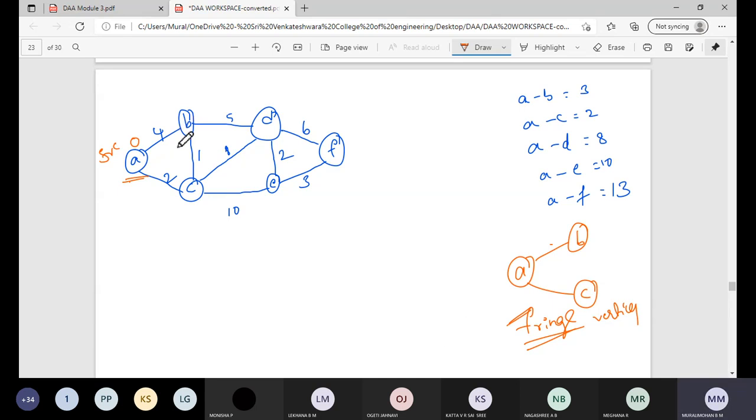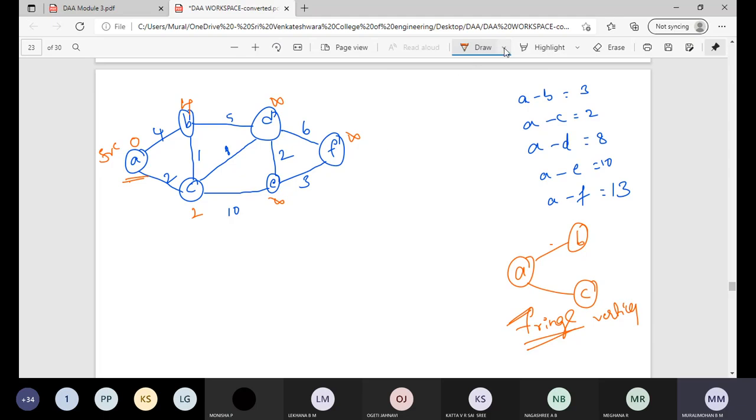Now you update the distance, or the cost, for all other remaining vertices of the graph. Since we are having a direct edge from A to B, the cost is 4, right? And for C, the cost is 2. Since we are not having a direct edge from A to D, the distance is infinity. Similarly, A to E, distance is infinity. A to F, distance is infinity.